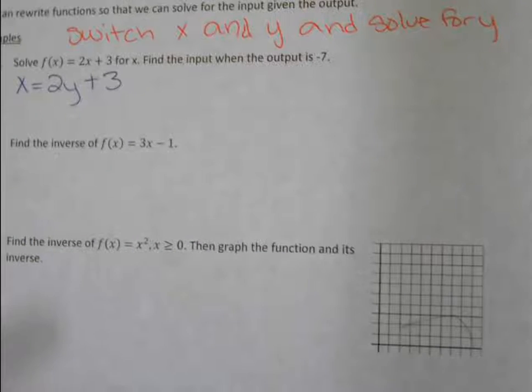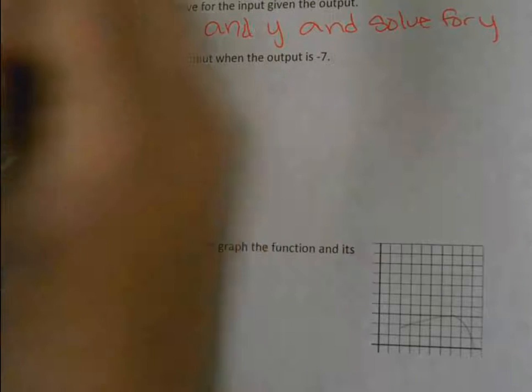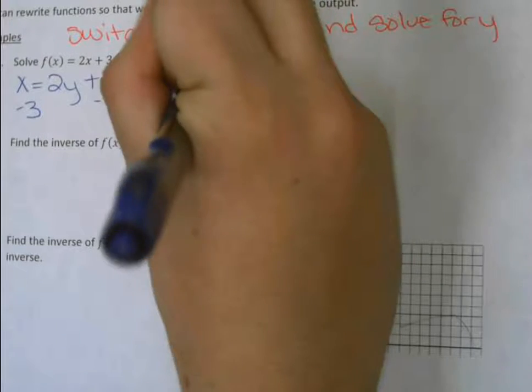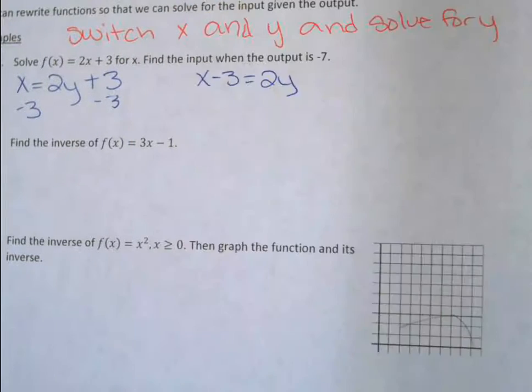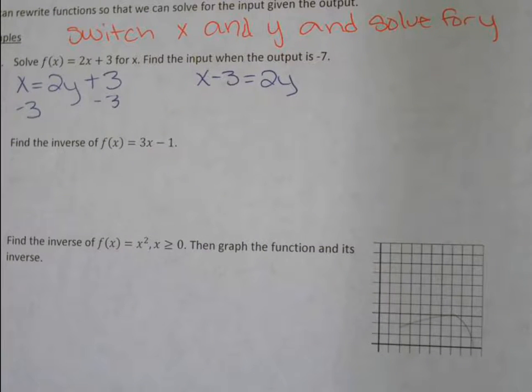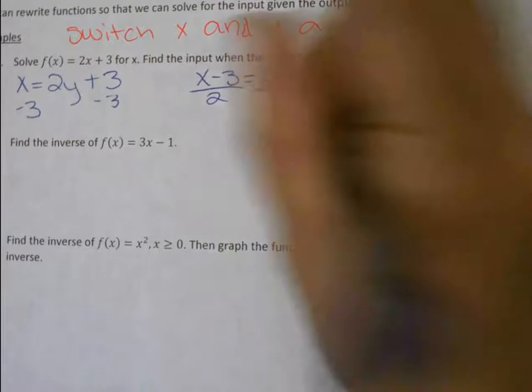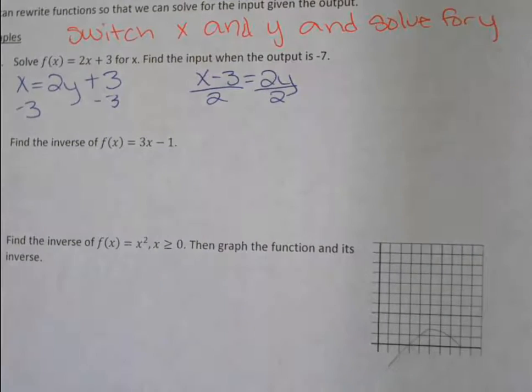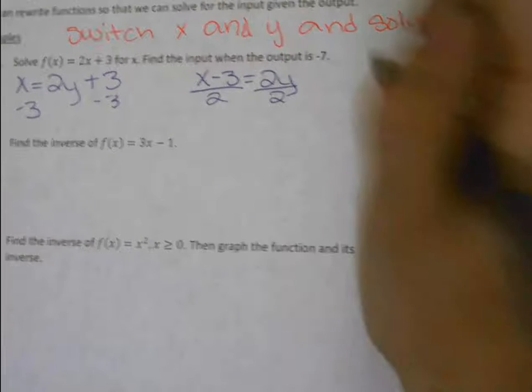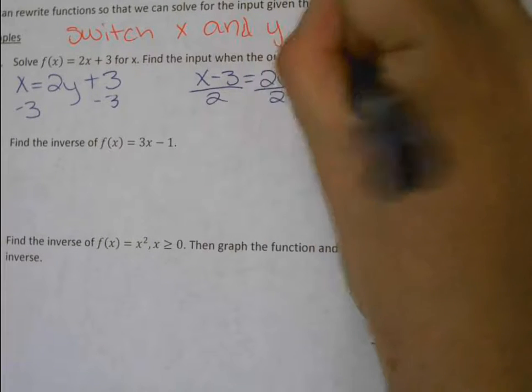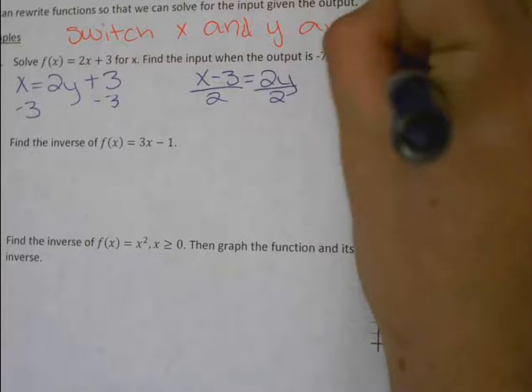Then to get y by itself, what's the first step I want to do? I'm going to subtract 3 on both sides. So then I get x minus 3 equals 2y. I changed x and y. The letters completely switched, and then I solve for it. So then I get y equals x minus 3 over 2 for my inverse function.